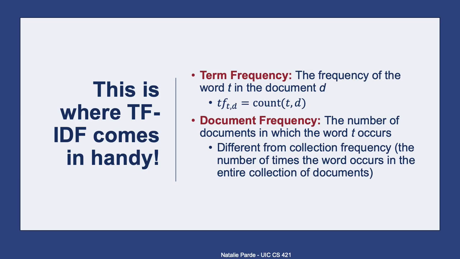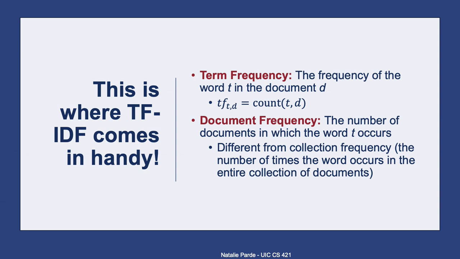So this is where Tf-Idf comes in handy, because it's designed to handle exactly that problem. Tf-Idf is super easy to compute. It's just a combination of term frequency, defined as the frequency of a word T in a document D, and document frequency, defined as the number of documents in which the word T occurs.